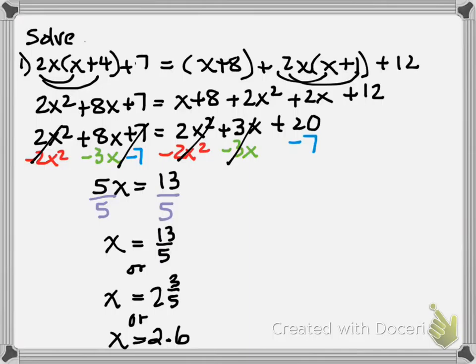That gave me a total of 5x equals 13. Divide both sides by 5, and I get the answer is x equals 13/5. Notice x is part of the answer because x is what we're solving for. Now, if you changed it to a mixed number, you would have had x equals 2 3/5. I didn't hear anyone give me that answer, but I did hear the last answer, x equals 2.6.